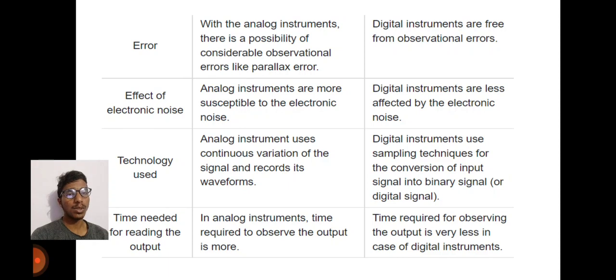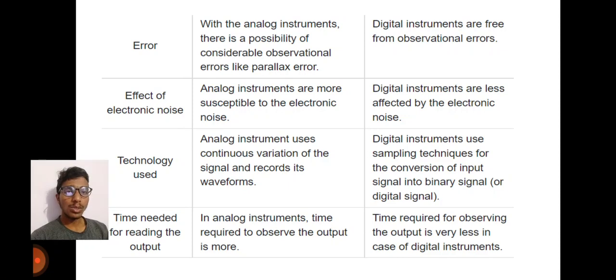Technology used. Based on the technology used, analog instruments use continuous variations of the signal and record its waveforms, whereas digital instruments use sampling techniques for the conversion of the input signal into a binary or digital signal. The digital instruments use sampling techniques where the analog signal is converted into digital, and the input is converted into binary form, etc.